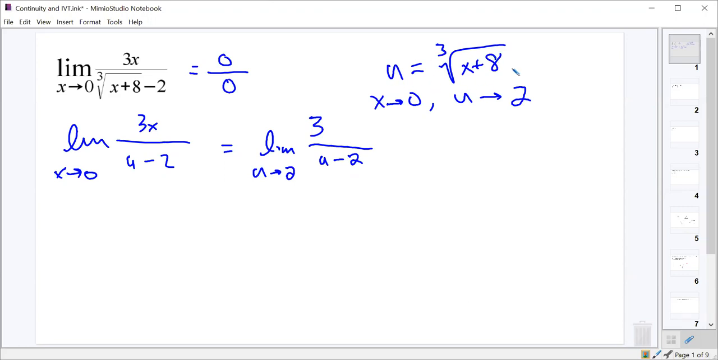We're going to go back to this original u equals cube root of x plus 8. We'll cube both sides to give us u cubed on the left and x plus 8 on the right, and then subtract the 8. So u cubed minus 8 equals x. And we'll replace the x with u cubed minus 8. Everybody good with that?